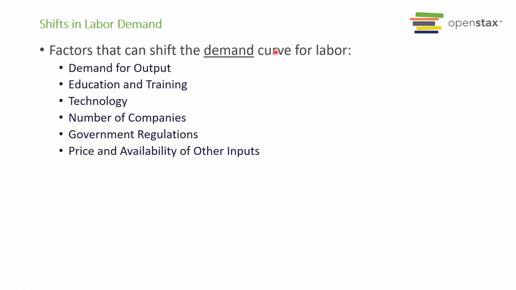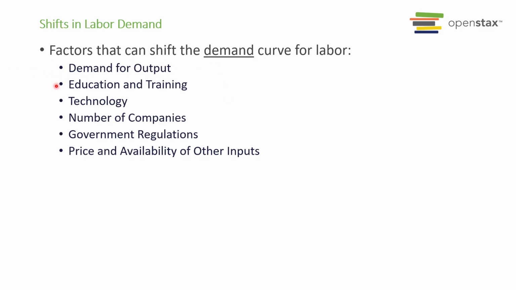So what could cause a shift of the demand curve? There are 1, 2, 3, 4, 5, 6 different things that can shift the demand curve for labor. Here is the demand for output. If there's an increase in the demand, let's stick with the example of nurses, let's say there are more sick people that go to the hospital, so they want more output from the hospital, which is medical services. If there's an increase in the demand for that, those hospitals are going to have to hire more nurses, and that's going to shift the demand curve for labor to the right.